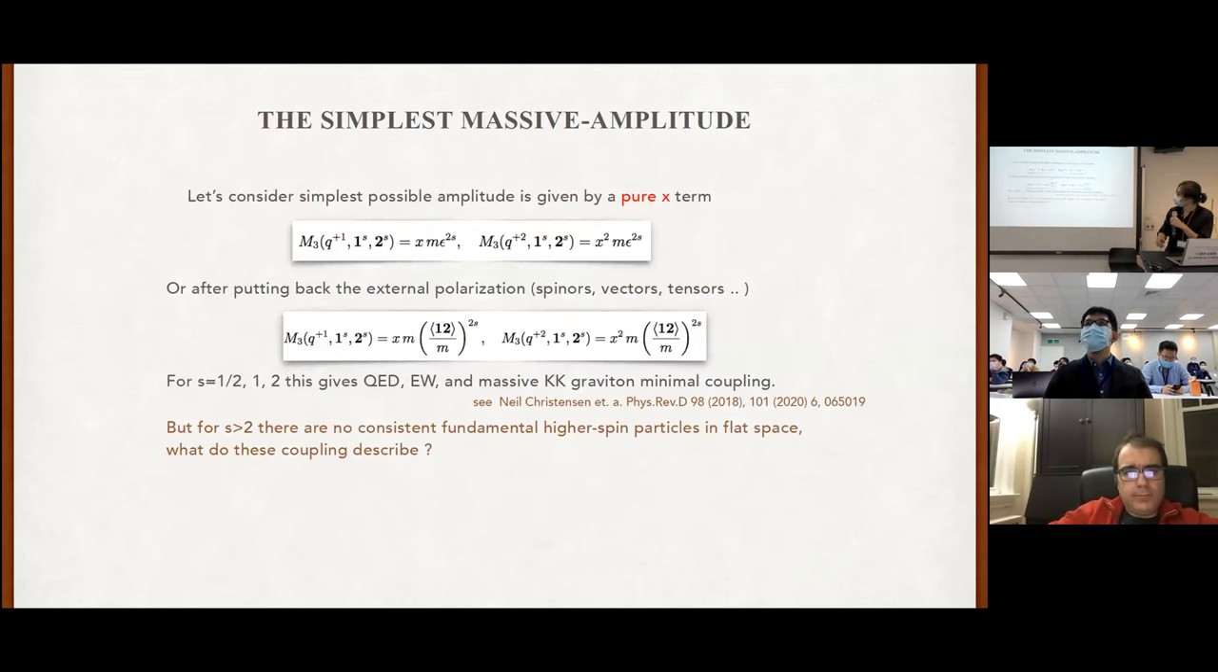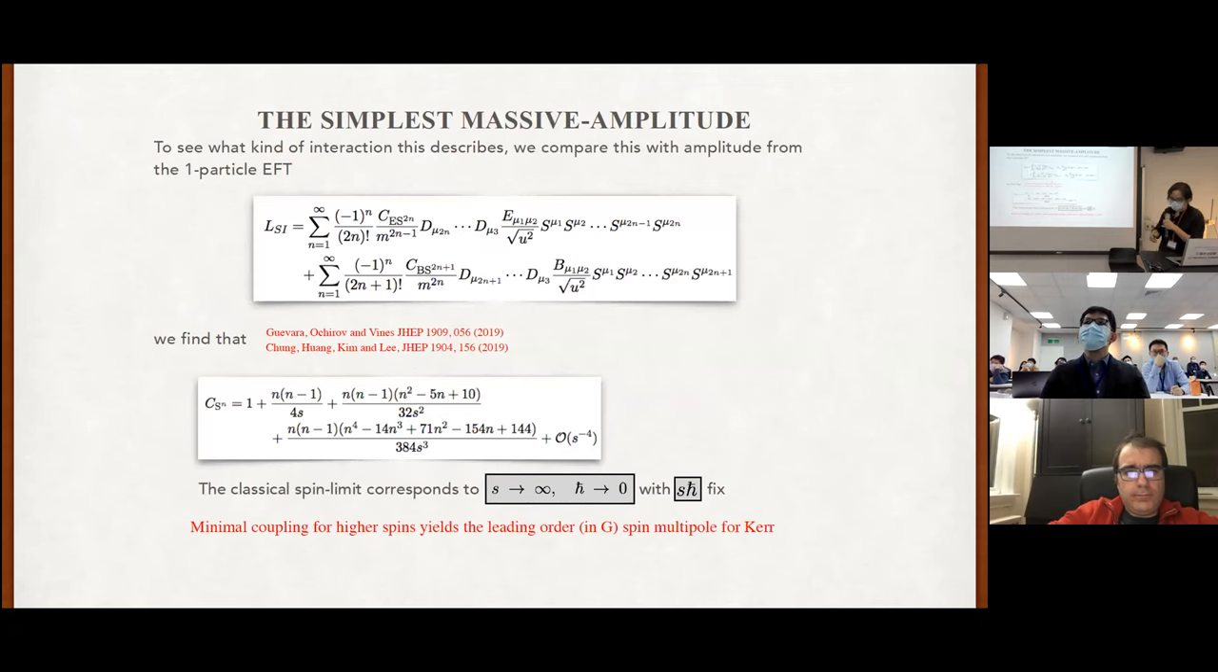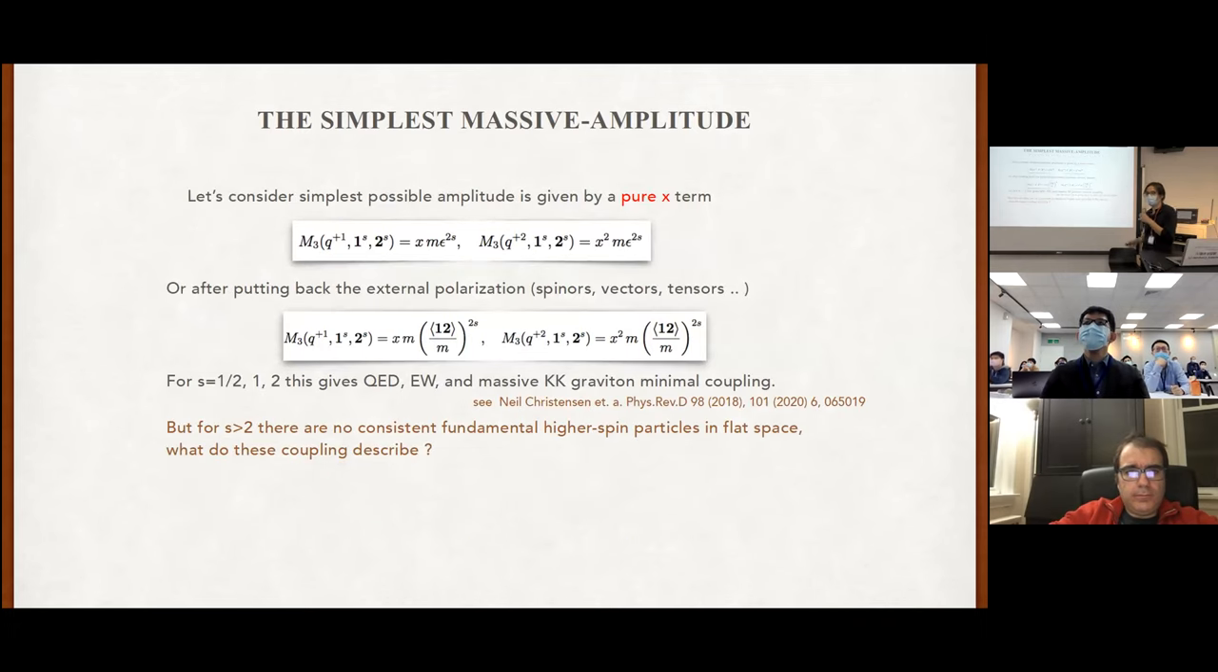So then the natural question is, what about arbitrary spin? Now we have this kinematically defined arbitrary spin coupling, and we can just put s to be any value here. We already know that for s equal to 1/2 and 1, these are standard model couplings. So what happens when s equals 2, s equals 3, when s equals 150? We have the amplitude, but we don't know what these correspond to. So what are these objects that are sitting here?